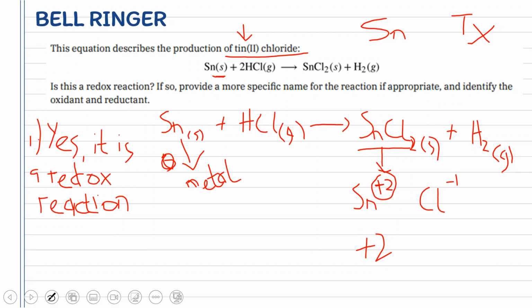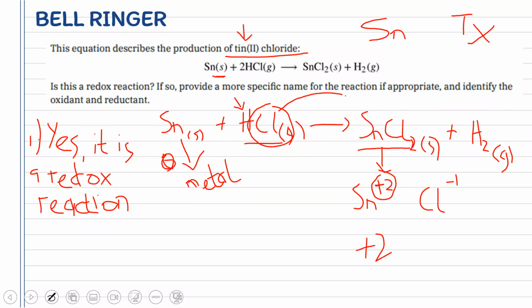We said in a single displacement or single replacement reaction, the metal is going to replace an ion. So we have tin here, and tin is here, but we have an ion. The ion we have here is H. Look here, in this compound, hydrogen ion is combining with chlorine to form hydrogen chloride.